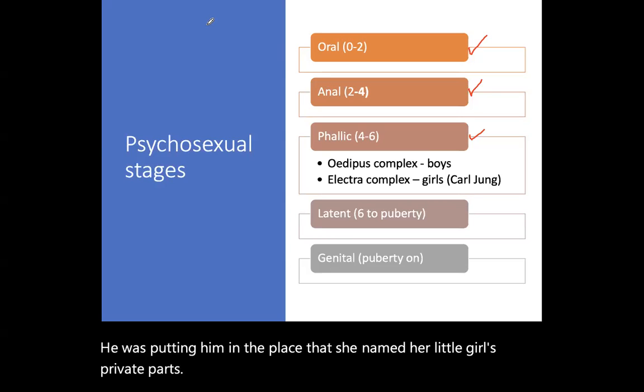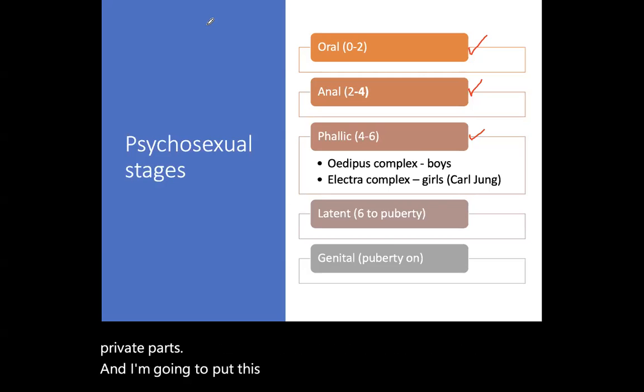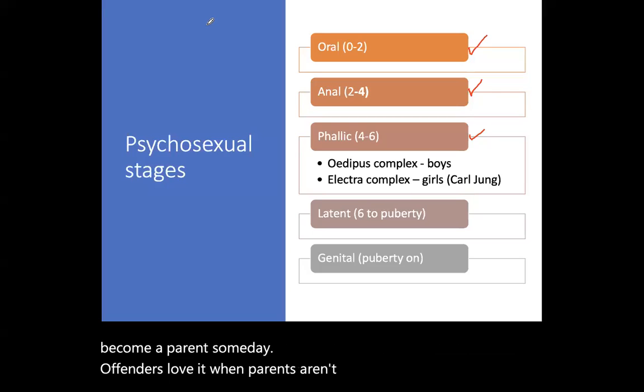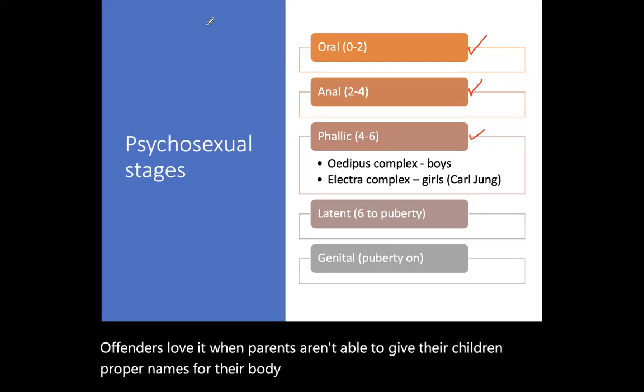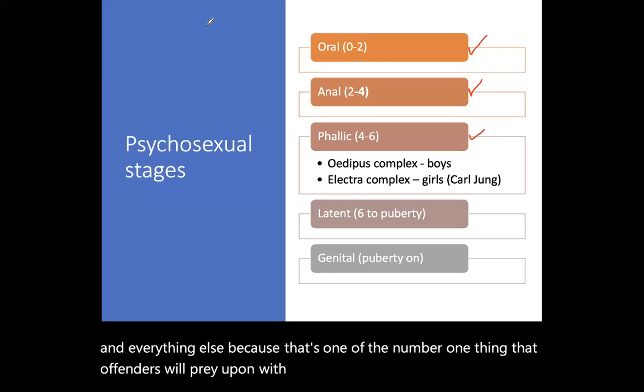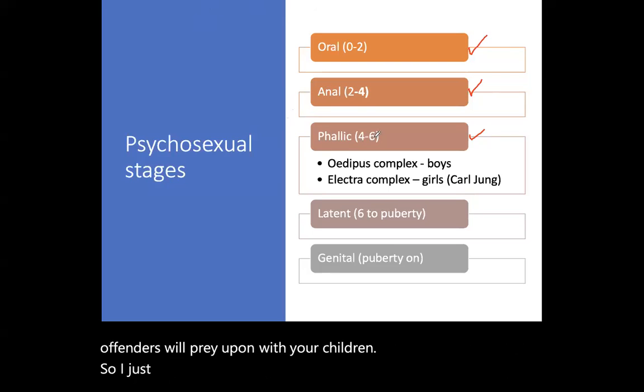And I'm going to put this on everyone's list who's a parent or will become a parent someday. Offenders love it when parents aren't able to give their children proper names for their body parts, and they're playful and joyful and everything else, because that's one of the number one things that offenders will prey upon with your children. So I just wanted to bring that up while we're talking about this phase of development.